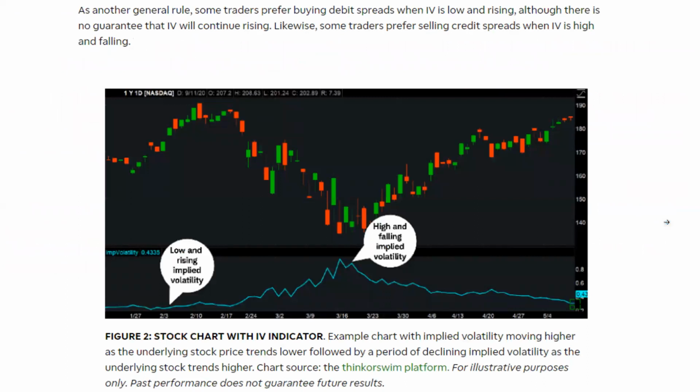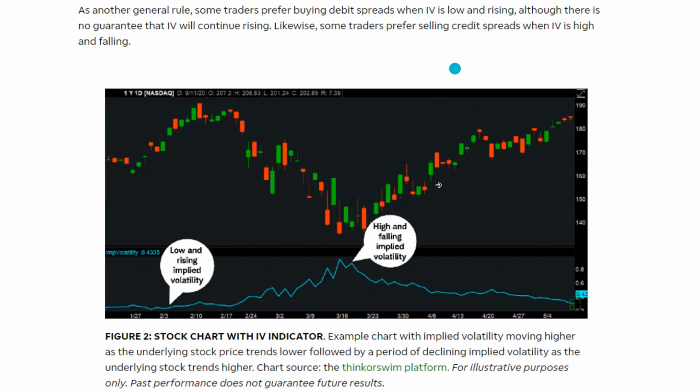As another general rule, some traders prefer buying debit spreads when IV is low and rising, although there is no guarantee that IV will continue rising. Likewise, some traders prefer selling credit spreads when IV is high and falling.